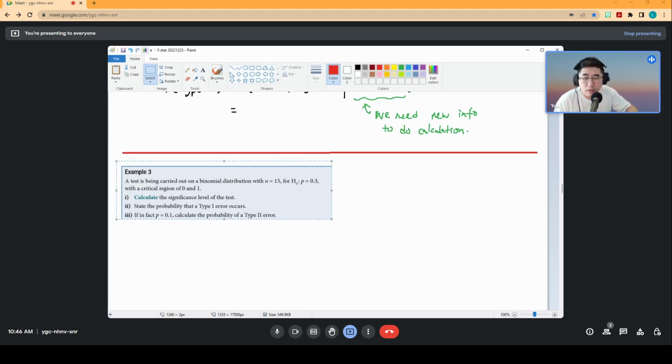Okay, let's look at this example. A test is being carried out on a binomial distribution with n equals 15, for H0 p equals 0.3, with critical region 0 and 1. So let's look at the information. One, X is binomially distributed with 15 and p. Two, H0: p equals 0.3. H1: p is not stated.